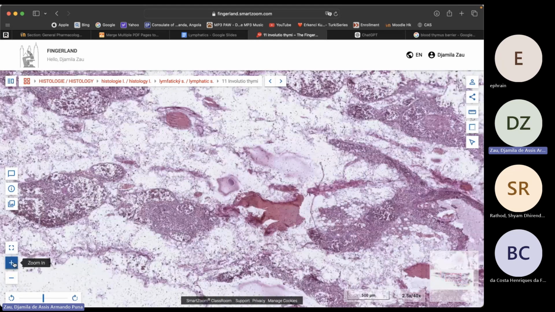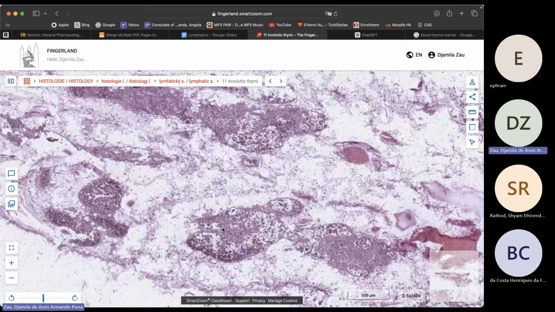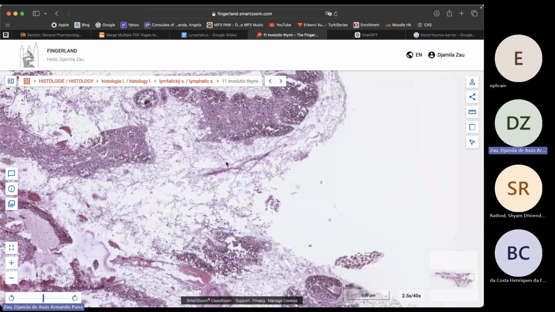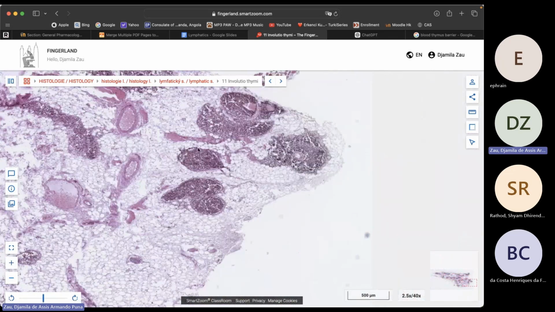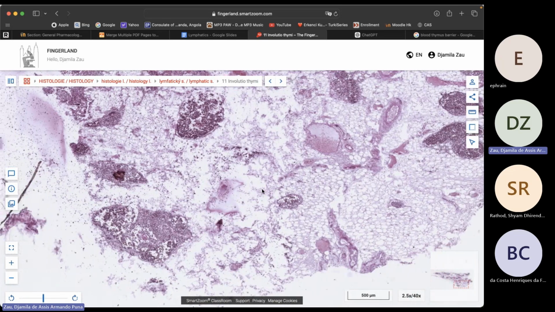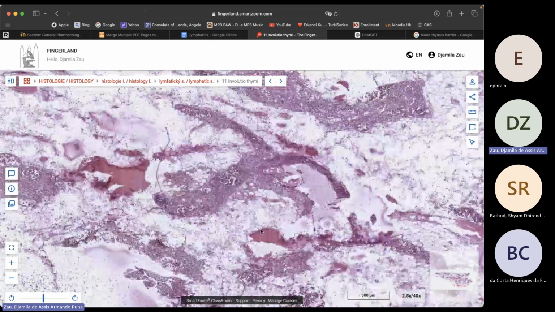Now, theoretically, it does say that the size and number of the Hassall's corpuscles increase, but this also really depends on the slide and how they prepare it. I know that I received slides where that was not the case, but theoretically, know that the number and size of the Hassall's corpuscles increase.